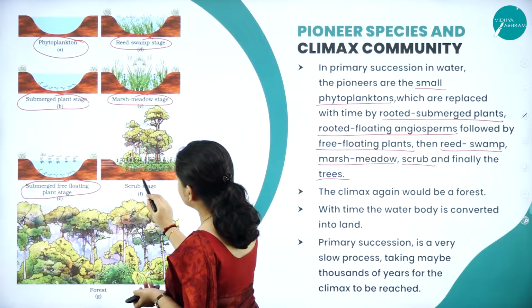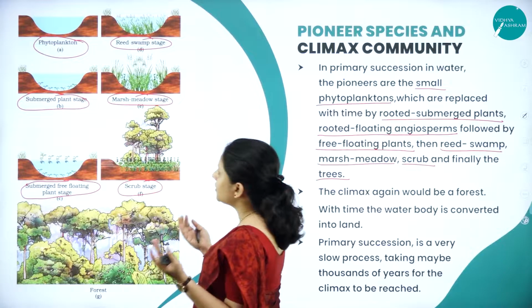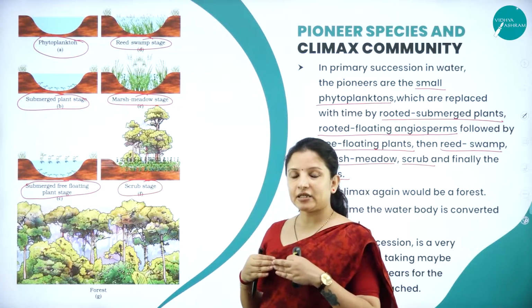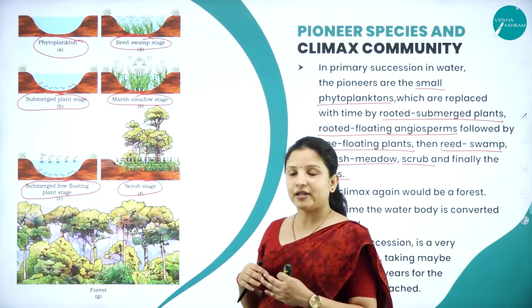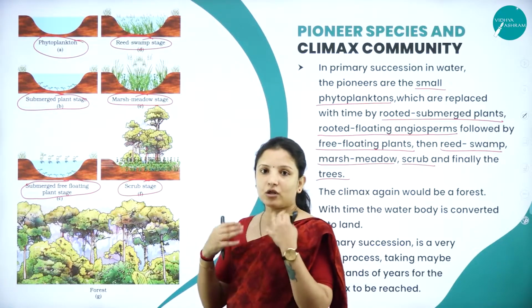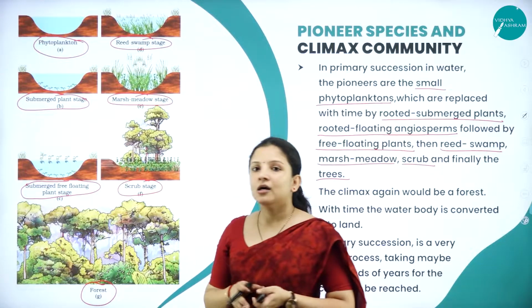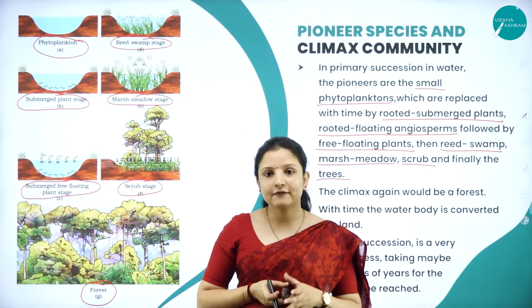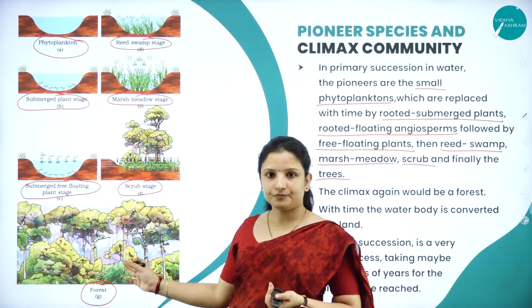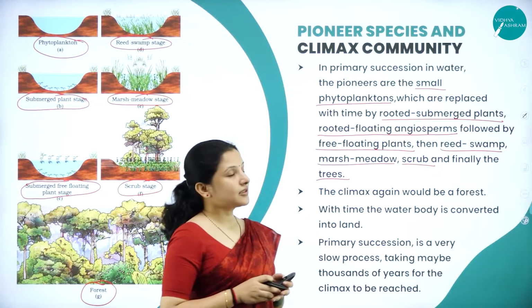After the marsh meadow stage, what happens? Because of the filling of the pond with the dead and decaying matter and the sediments, the soil and all that, the trees, small herbs and all will form. Finally, it will form a forest. This is how a hydric environment becomes a mesic environment. That is the pioneer species and climax community.